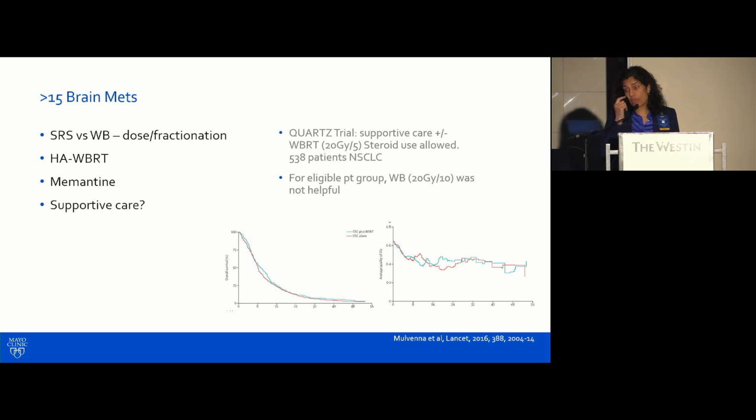The QUARTZ trial was published looking at 20 gray in 5 fractions whole brain radiation versus supportive care for over 500 patients with lung cancer, and essentially overall survival was the same. So these would be the discussion points to think about for your individual patients. 20 gray in 5 is not our standard dose, but I know there's groups that do that, and it seems to be similar to 30 gray in 10 as far as tumor outcomes, but I do think there would be higher chances of neurocognitive issues.